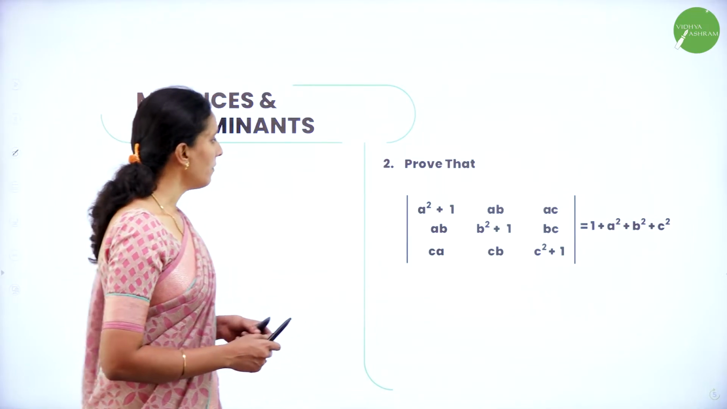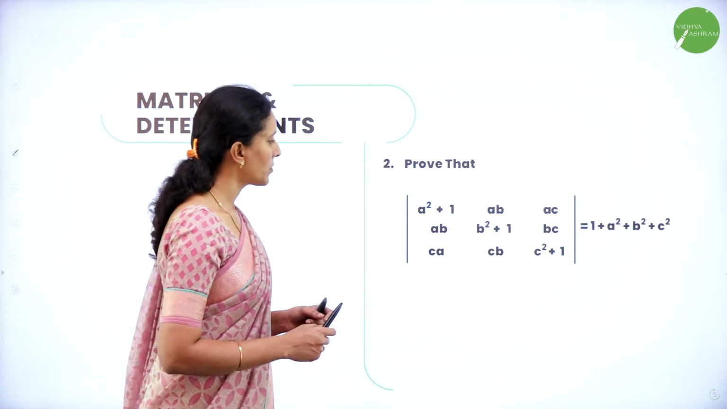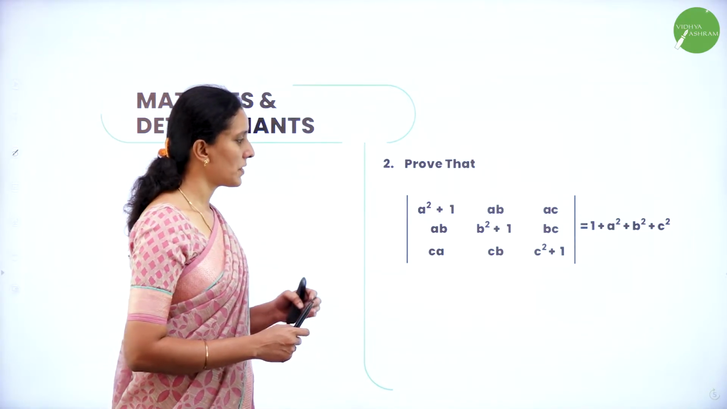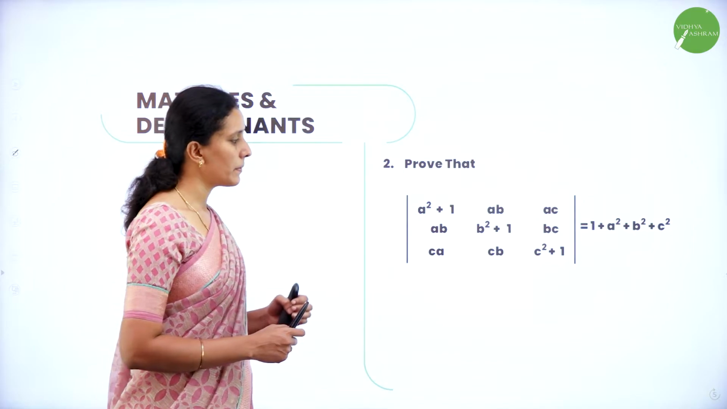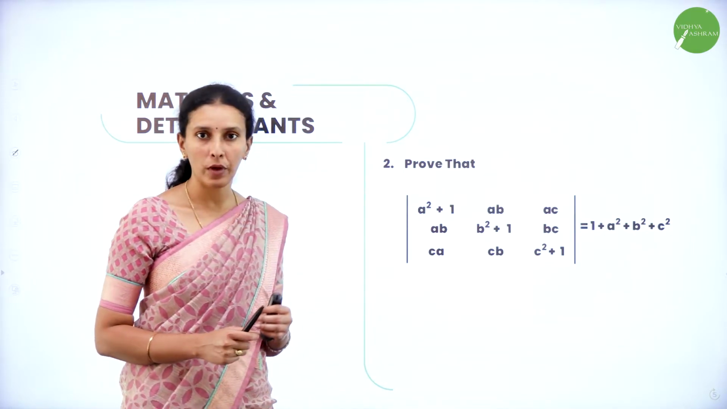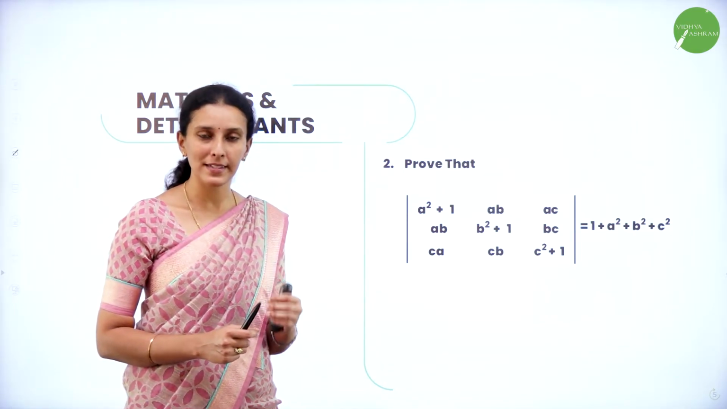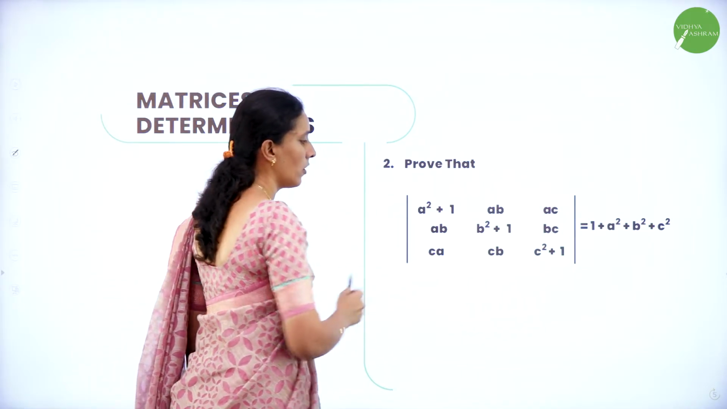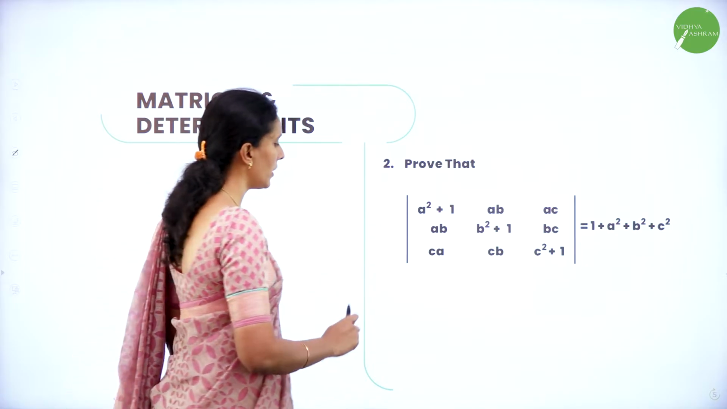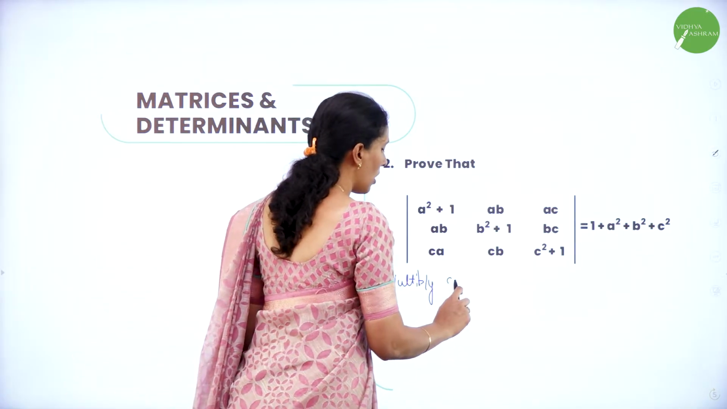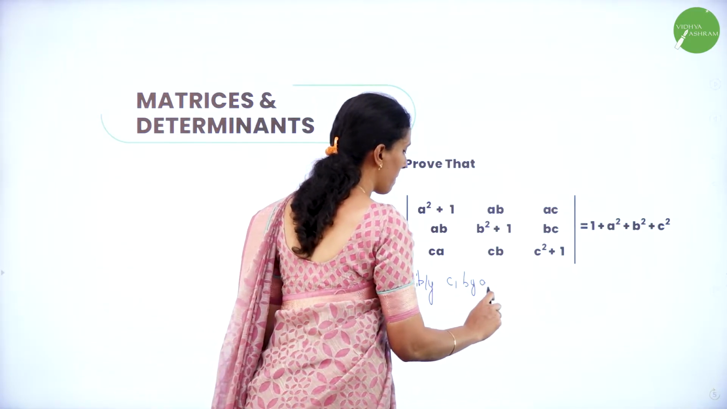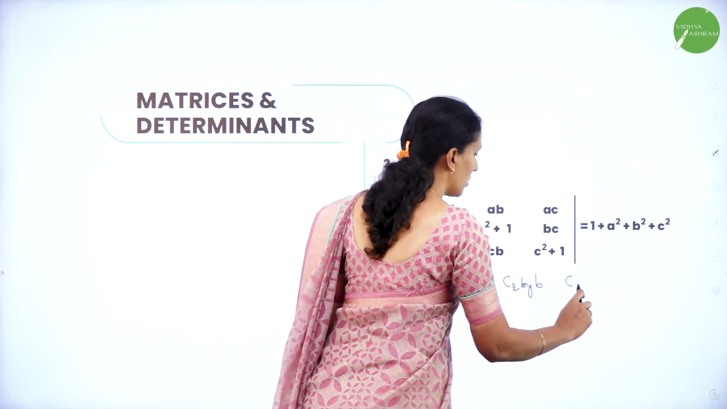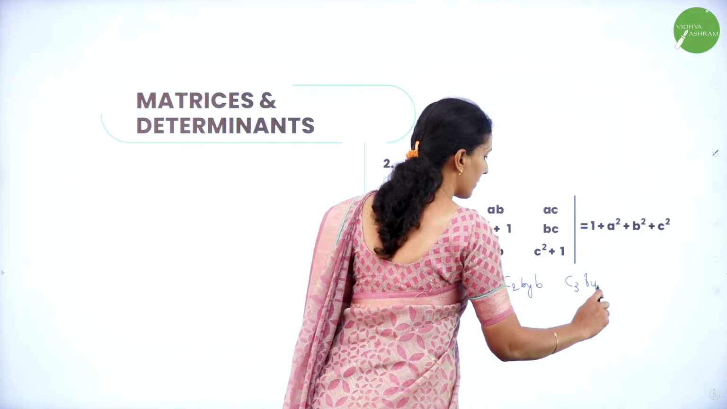So, next we have to prove that the determinant A square plus 1, AB, AC; AB, B square plus 1, BC; CA, CB, C square plus 1 is equal to 1 plus A square, B square plus C square. So, here consider the left hand side of the determinant. Multiply column 1 by A, column 2 by B and column 3 by C.